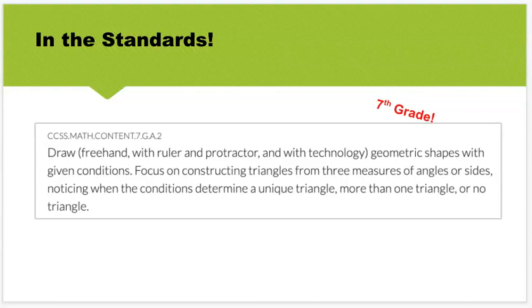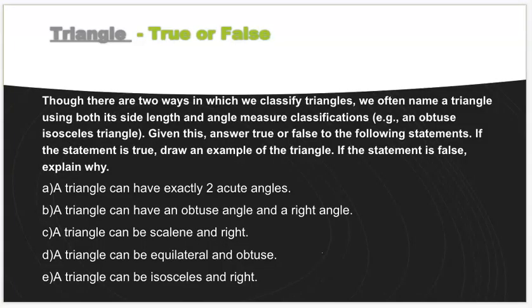So what does that mean? In 7th grade, we're going to investigate triangles on a deeper level. So, though there are 2 ways in which we classify triangles, we often name a triangle using both its side length and angle measure classifications. For example, we might say an obtuse, isosceles triangle. Obtuse referring to the angle measure and isosceles referring to the side length.